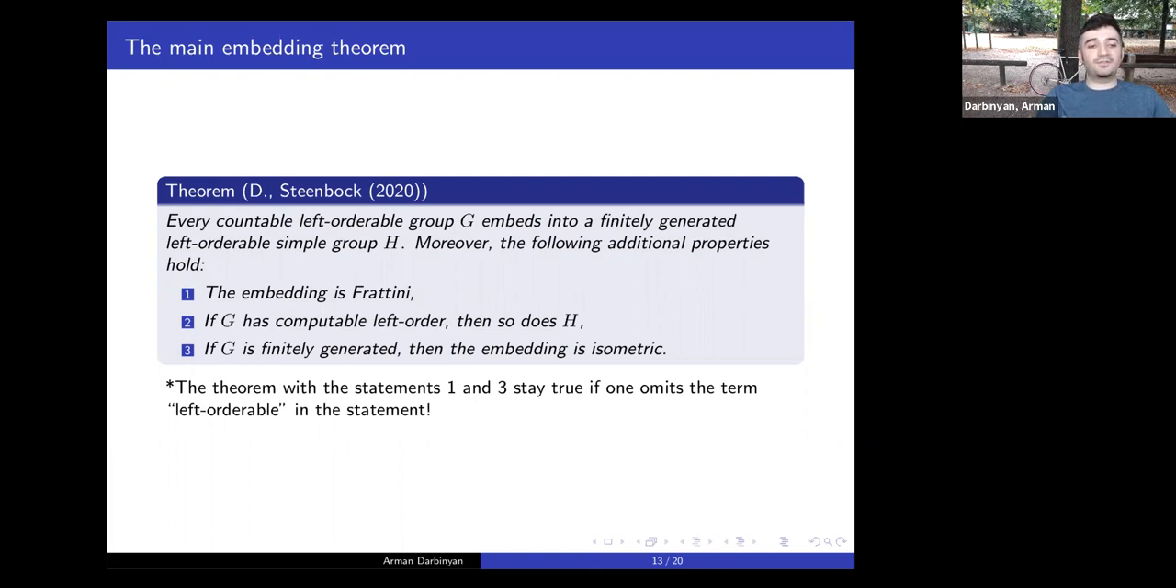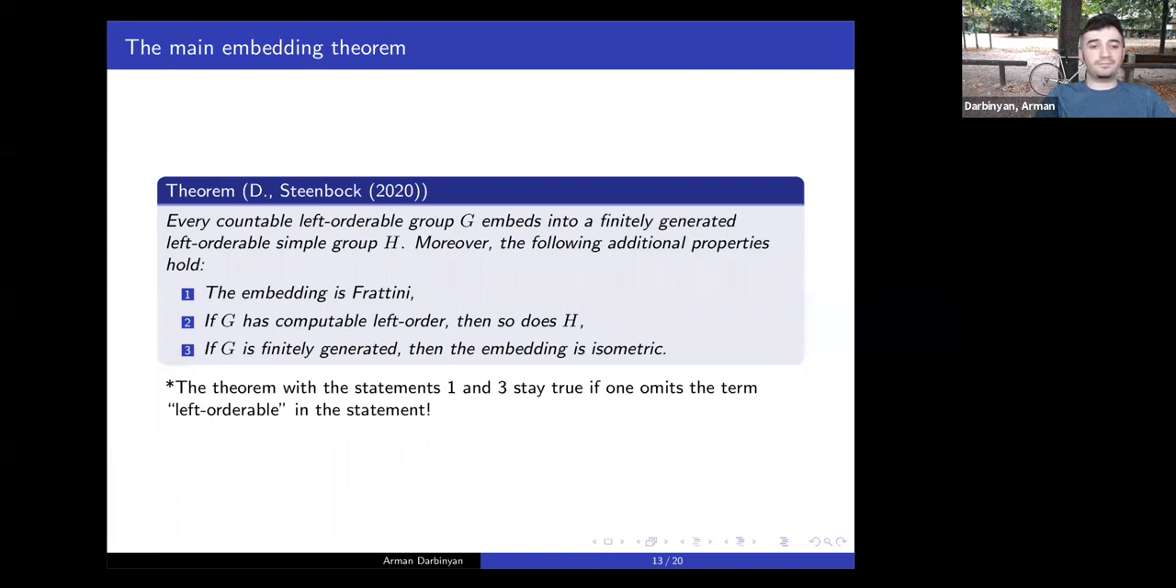So if you consider this first statement, then of course it cannot be made stronger in the sense that if a group is a subgroup of finitely generated left-orderable simple groups, then it must be first of all countable, and second, it must be left-orderable. So one cannot hope any strengthening of this statement. However, one might be interested in considering what other properties such embeddings can preserve, just in the spirit of some of the previous embedding theorems that I mentioned. And here we obtain some properties that such embeddings can preserve.